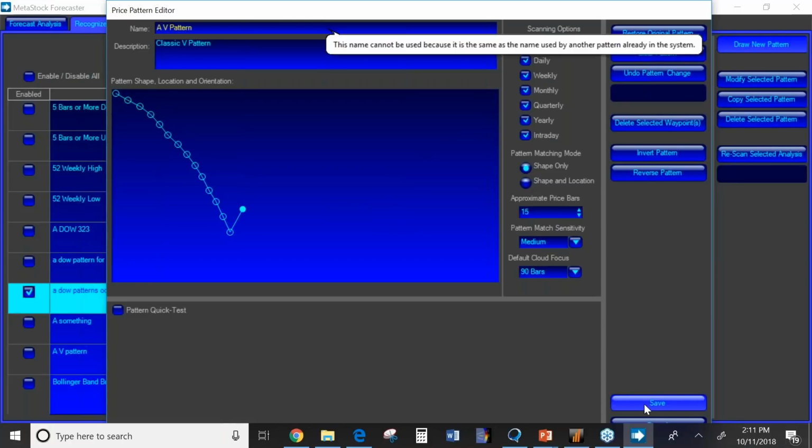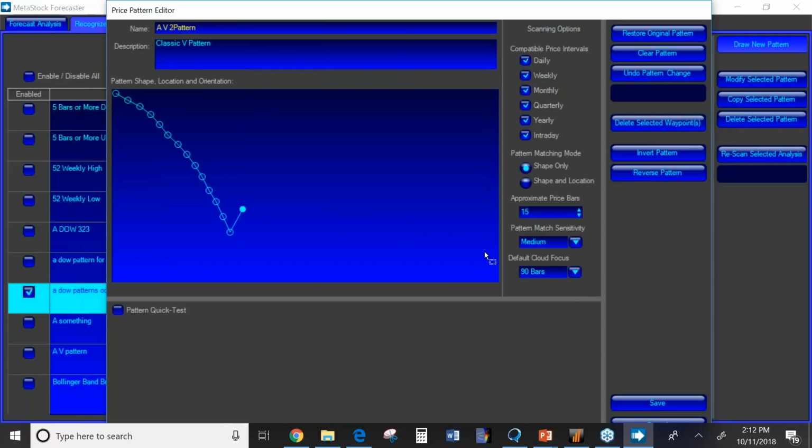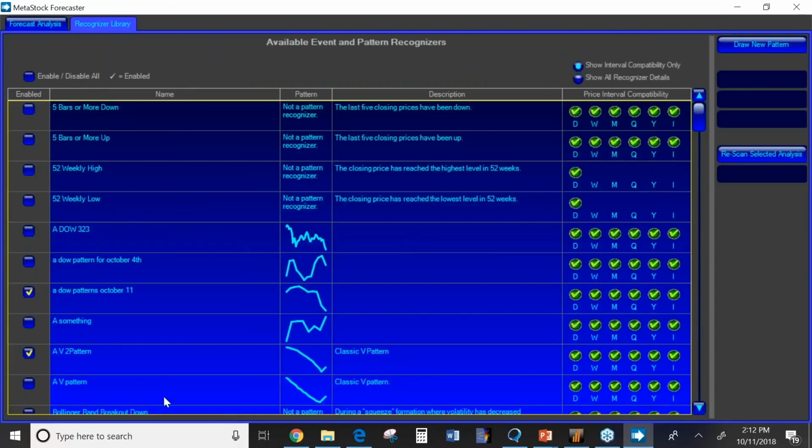Okay. Once that's done, oh, I already have this one. Free 2 pattern. Okay. You can't name it the same thing as it's already named in there. So we'll go ahead, and you'll see I had a V pattern. So this is a V2 pattern. You can see they're very, very similar. You can see how easy this is.